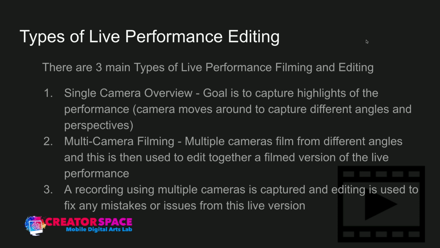Number two, we get into multi-camera filming. This is where there are multiple cameras filming from different angles, and this is then used to edit together a film version of the live performance. The multiple cameras can be all over the place. There could be a wide shot of the performance. There could be close-ups of performers' faces, legs, feet, whatever's happening in the performance. Different angles. So let's say a musical concert, there could be different angles on the stage, off the stage, left, right. There could be 3 cameras, there could be 12 cameras. So multi-camera, more than one. At least 2 gets you into the multi-camera.